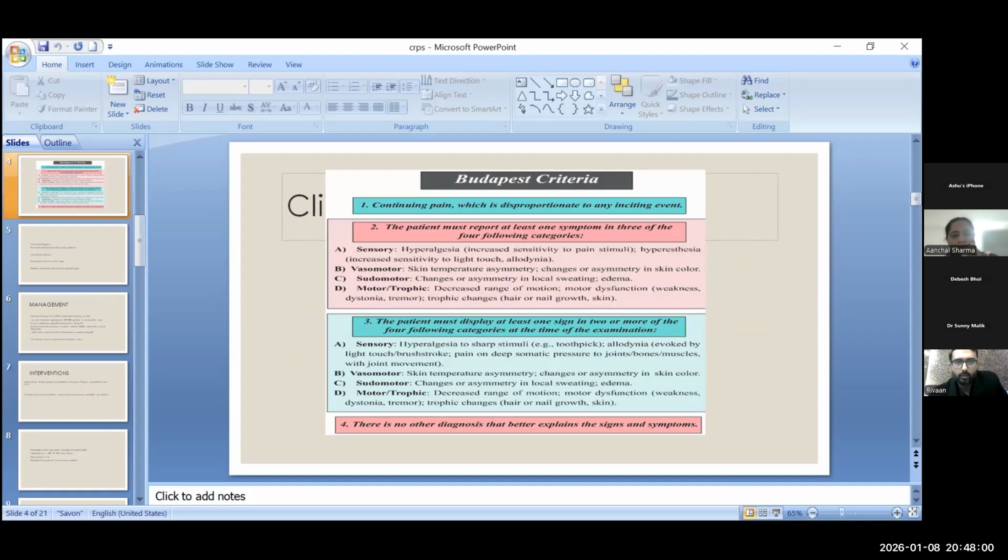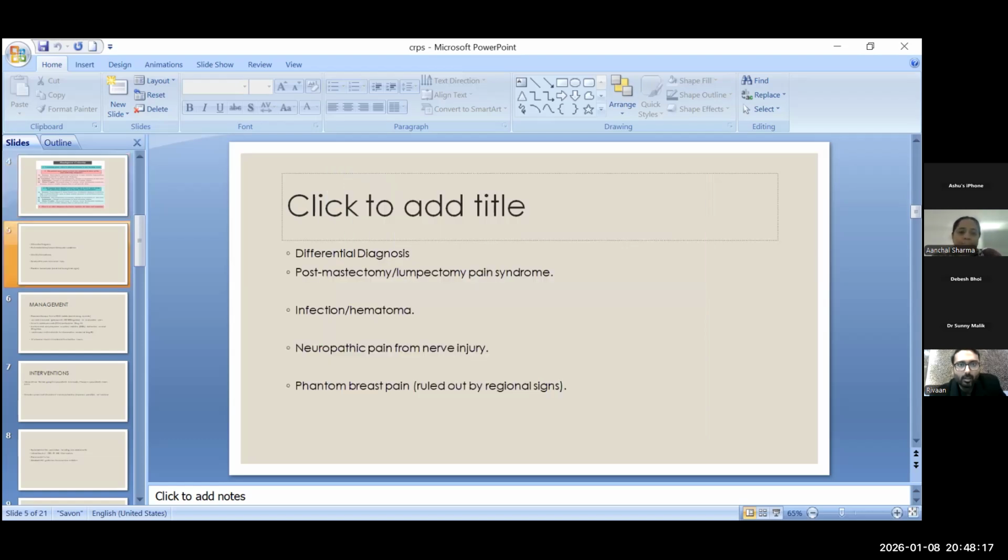So, according to the Budapest criteria, she met almost all the criteria. There was continuing pain, which was disproportionate. The patient had sensory findings. There were vasomotor changes, pseudomotor changes, and motor involvement. And there was no other diagnosis explaining the signs and symptoms. Still, the differentials that could have been considered in this case were post-mastectomy lumpectomy pain syndrome, infection and hematoma, neuropathic pain from nerve injury, and phantom breast pain.